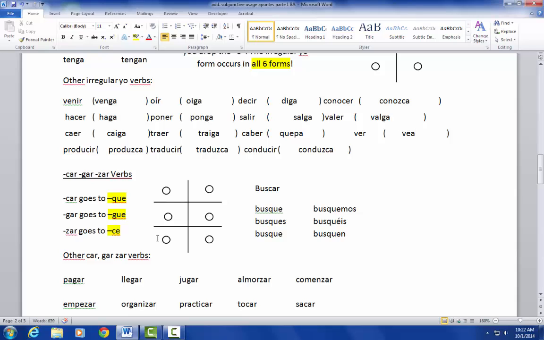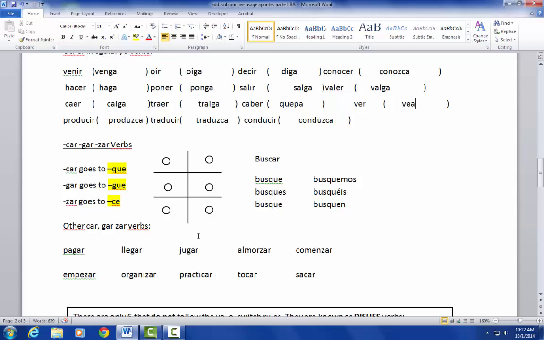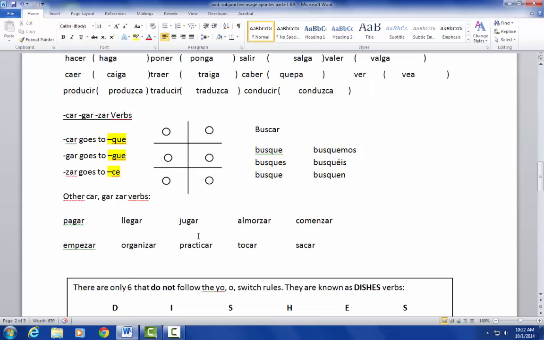The second way in that it's different is that we are now going to take these changes in all 6 forms. That's why I drew the diagram with the circle in all 6 boxes. Look at our verb buscar. Busque, busques, busque, busquemos, busquéis, busquen. Okay. So, what are some other verbs that are going to take these changes? Pagar, llegar, jugar, almorzar, comenzar, empezar, organizar, practicar, tocar, sacar.